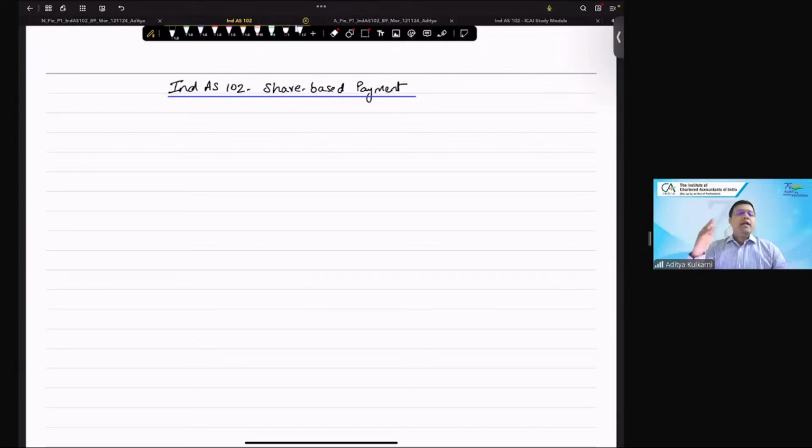From your examination perspective, how important is this topic? It's extremely important. It is a hot favorite among your examiners. You can typically expect a question ranging from 6 to 8 marks in your final examination. It's almost a regular feature, and therefore we will have to be very serious about this particular standard.